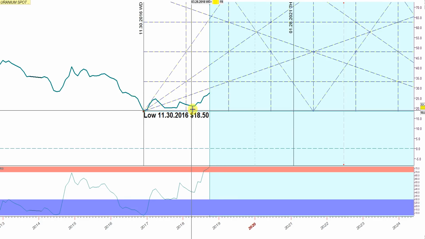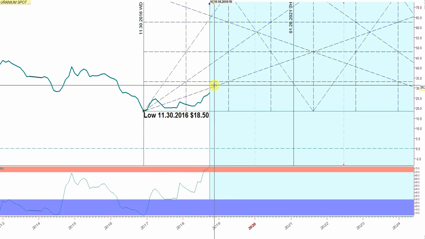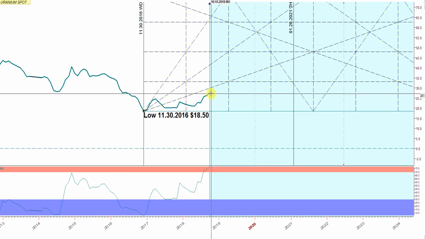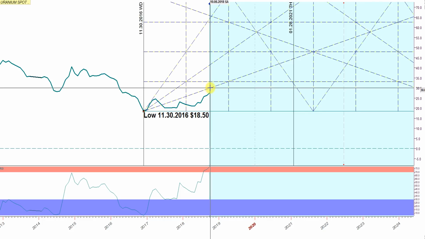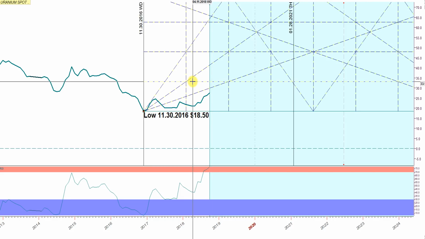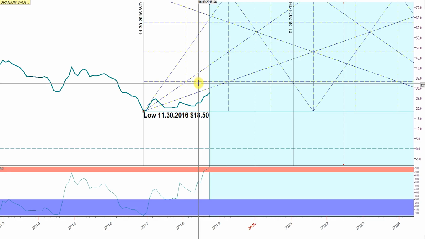Using my Gann square, you can see this is a speed angle I'm watching to see what uranium spot price is going to do once it kisses that, if it's going to be resistance or is it going to break above it. And then this level I'm watching to see if it's going to be resistance, which is at 33.13.